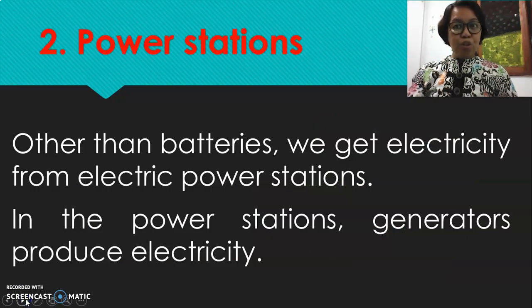Let's go to number 2, power stations. Other than batteries, we get electricity from electric power stations. In the power stations, generators produce electricity.